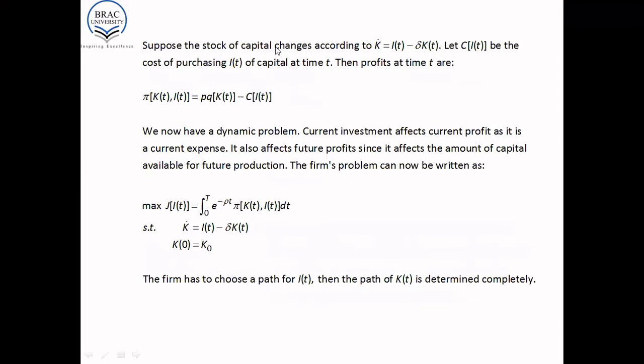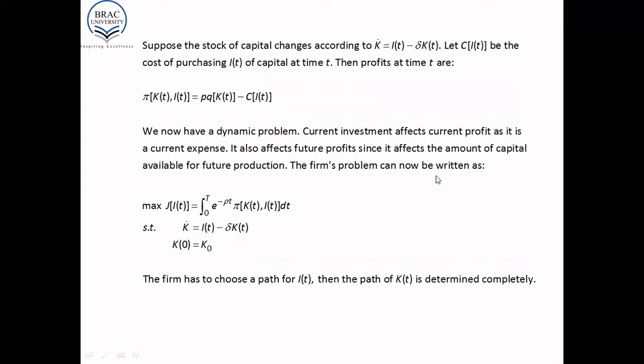Now suppose the stock of capital changes according to k dot equals I(t) minus delta k(t). Let C(I(t)) be the cost of purchasing I(t) of capital at time t. Then profits at time t are pi(k(t), I(t)), equal to P times Q, which is total revenue, minus cost. We now have a dynamic problem. Current investment affects current profit as it is a current expense. It also affects future profits since it affects the amount of capital available for future production.